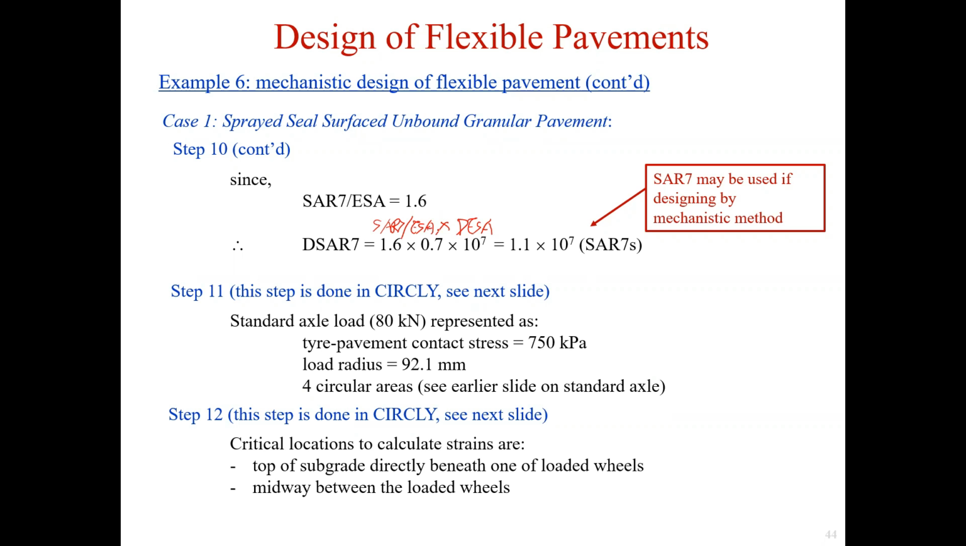Step 11 is to assume approximate standard axle loading. The standard axle load is represented as a pavement contact stress of 750 kilopascal, a load radius of 92.1 millimeter, and 4 circular contact areas. Step 12 is to determine the critical locations to calculate strains, which are top of subgrade, directly beneath one of the loaded wheels, and midway between the loaded wheels.